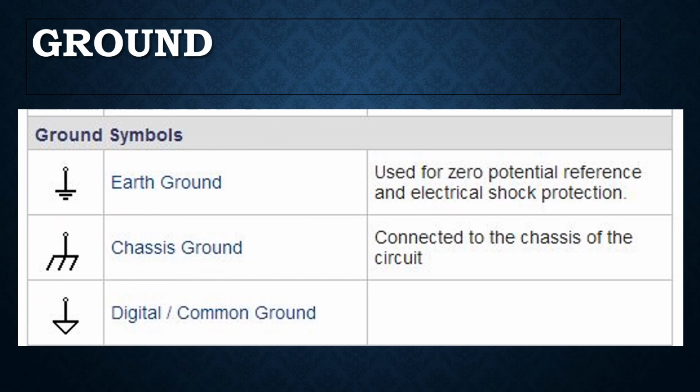So next is what we call the ground symbols. Ground can refer to the reference point in an electrical circuit from which voltages are measured. Ground is also defined as a common return path for electric current or a direct physical connection to the earth. To understand more, earth ground is used for electrical protection. Chassis ground is a link between metallic parts of a machine to ensure electrical connection between them. And the third one is what we call the digital or common ground, which we can get signals from Wi-Fi, TV, and also ultraviolet rays.